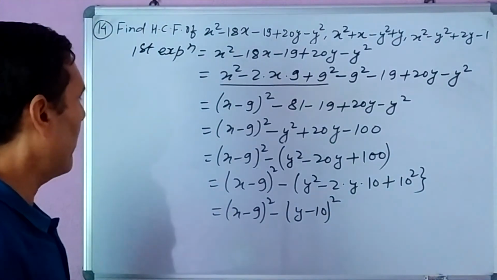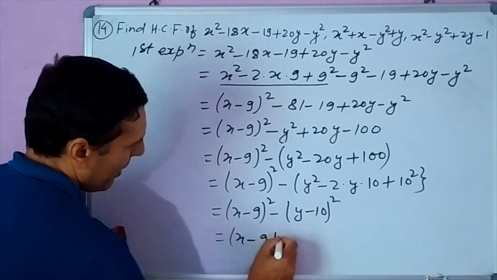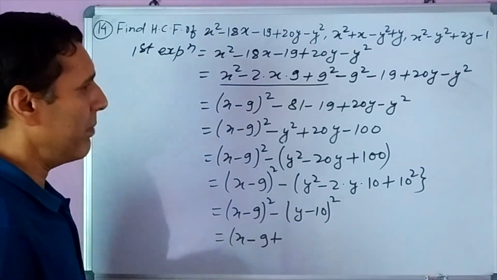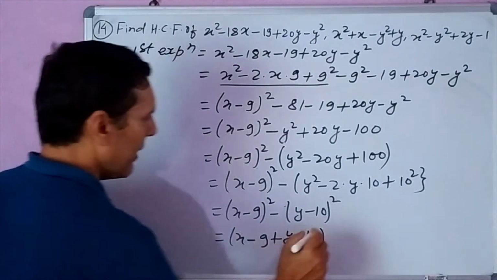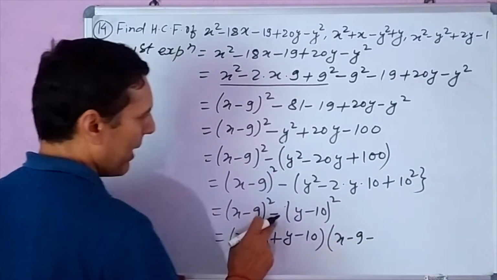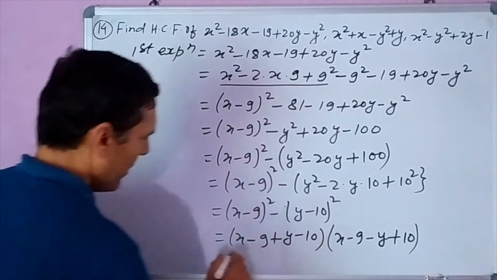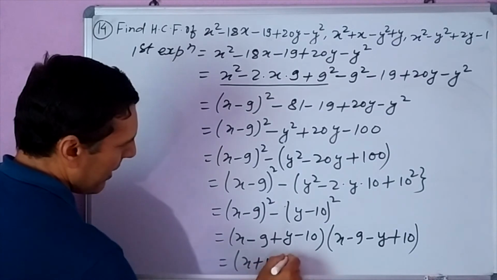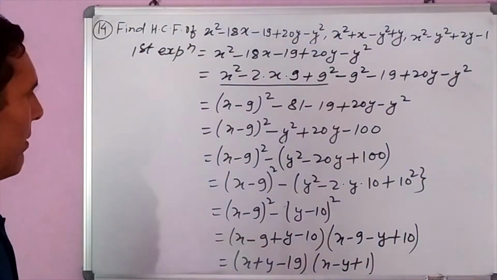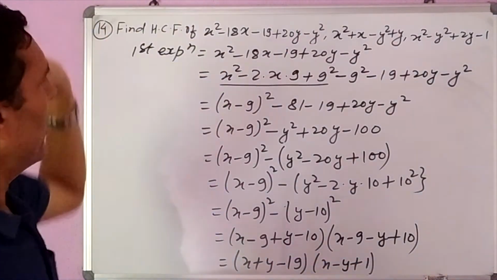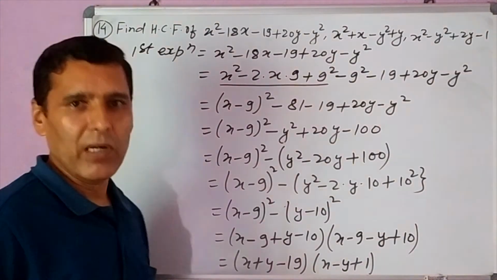Now finally we have the form a square minus b square: a plus b, a minus b. While writing a plus b, we open this bracket with plus, so it is plus y minus 10 as it is. And while writing a minus b, we open the bracket by minus y plus 10. So it is x plus y minus 19, x minus y plus 1. So these are the factors of this expression, x square minus 18x minus 19 plus 20y minus y square.